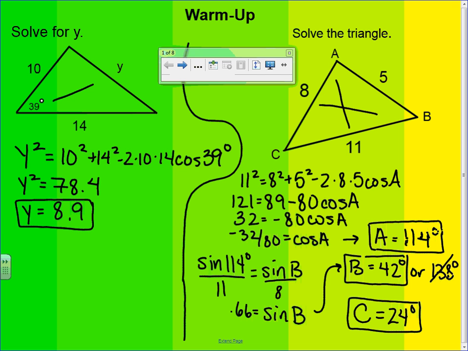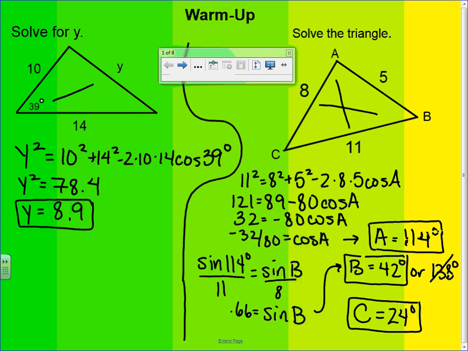On the left side, I'm using law of cosines to solve for a side length. 39 degrees and y are my one pair of opposites, so those are the extreme ends of my formula. This is the nice version of law of cosines where the entire right side is filled in and the variable's on the left, so you can just type that whole right side in your calculator. Don't forget to take the square root at the end and you get 8.9. That's the only thing we had to solve for in that triangle, was y.